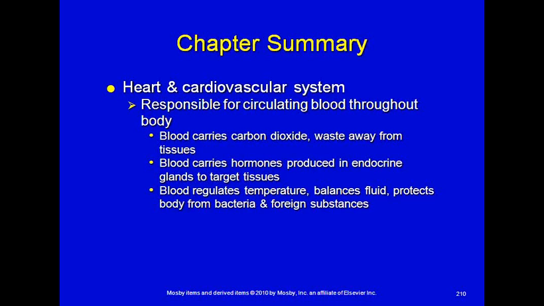Blood will regulate body temperature. When we are cold, our vessels constrict, and that warm blood is shunted to our core, where it helps keep our core temperature warm and helps keep our body temperature up. Blood also helps us balance fluid, certainly as it's being filtered through the kidneys, and certain things within our blood like sodium and potassium are either excreted or retained. And then blood protects our body from bacteria and foreign substances with the white cells that are carried within that blood.